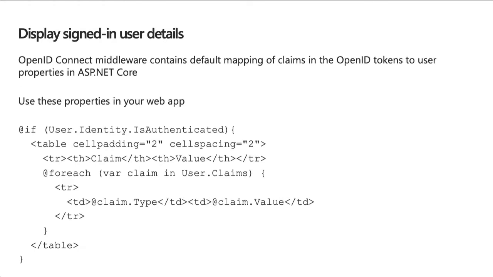Then, to display the signed-in user's details, you're going to use the OpenID Connect middleware that contains a default mapping of claims in the OpenID tokens to the user properties from ASP.NET Core. You can then use those properties within your web app, as the code here shows. Notice I'm listing out all of the types of claims and the values of those claims as well.